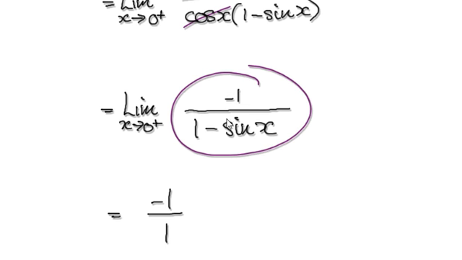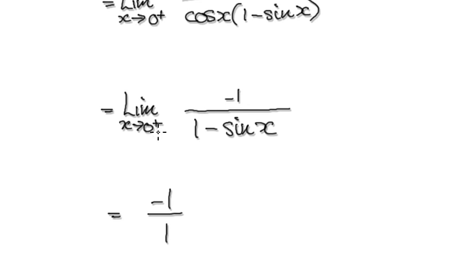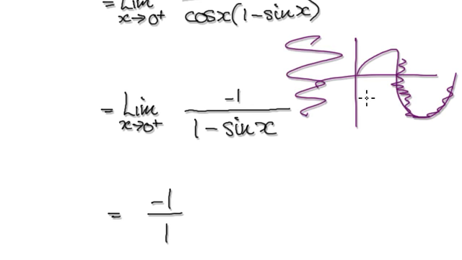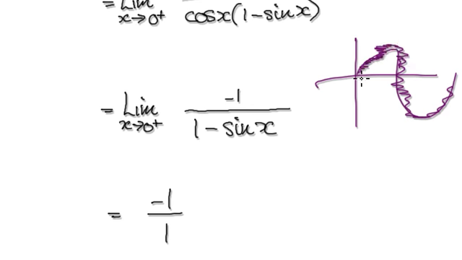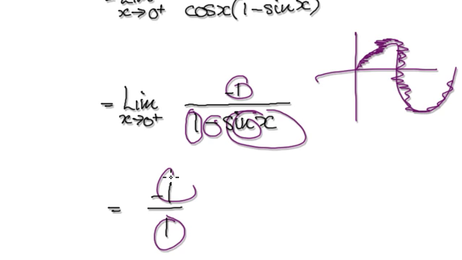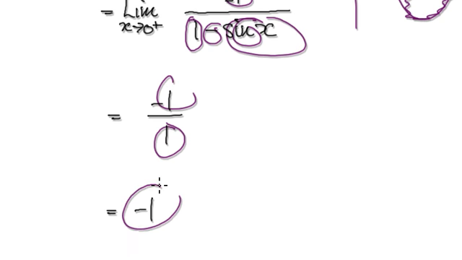So as x tends to 0 from the right hand side, well, sine looks like this. As x tends to 0 from the right hand side, we don't really care what happens on the negative side. As x tends towards 0 from the right hand side, it is heading towards 0. So here you've got 1 take away 0, which will be 1, and then negative 1. So the overall limit will be negative 1.